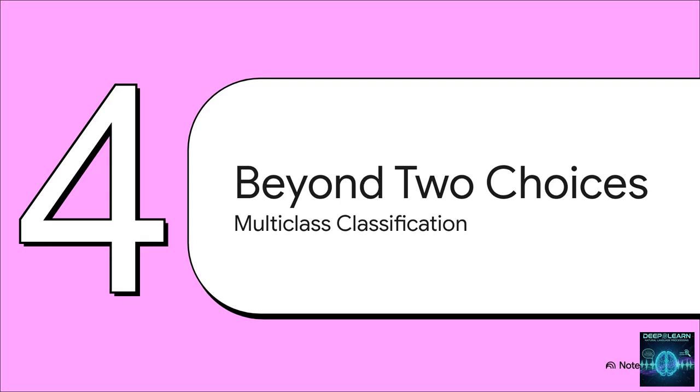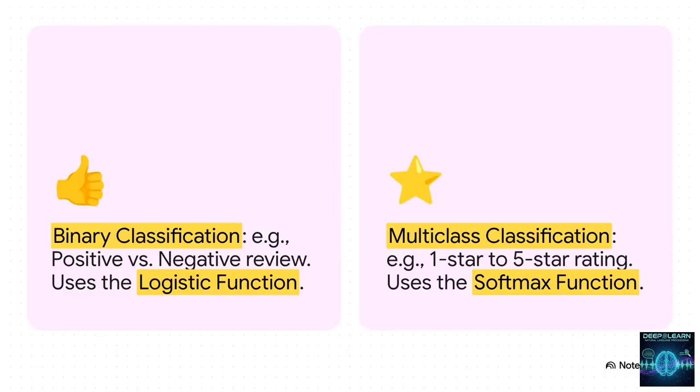Now, this is all fantastic for yes or no questions, things like, is this email spam or not spam? But what happens when you've got more than two options? That's when we need to upgrade our toolkit for what's called multi-class classification. So here's the fundamental difference. Binary classification, like just judging a movie review as positive or negative, only needs one line to separate the two categories. But multi-class classification, like giving a rating from 1 to 5 stars, needs multiple boundaries to carve up the space. To handle that, we swap out our logistic function for its bigger, more powerful sibling, the softmax function.